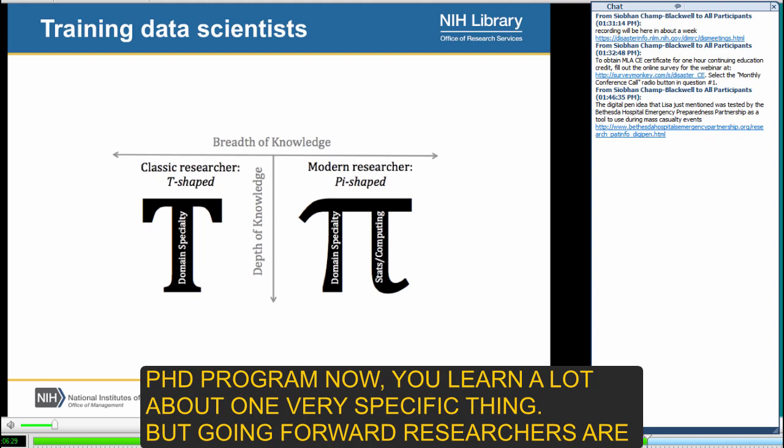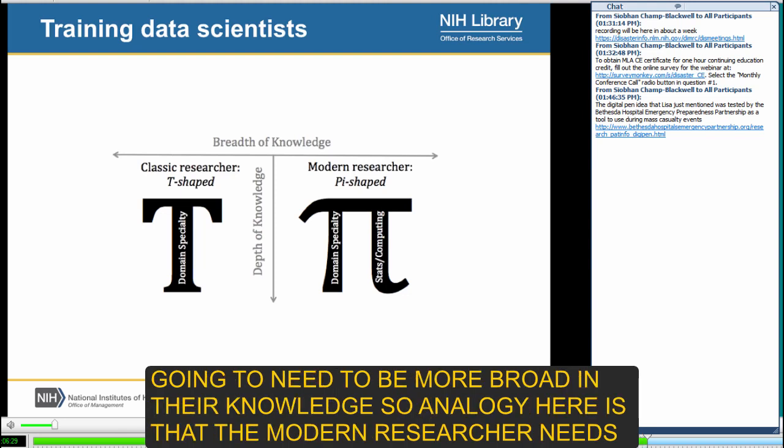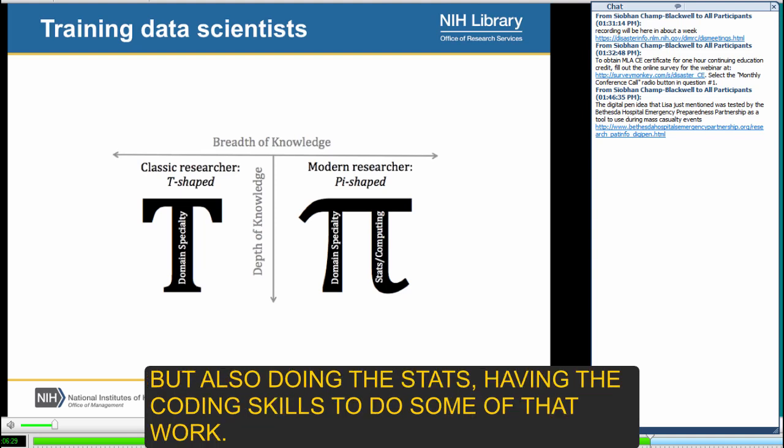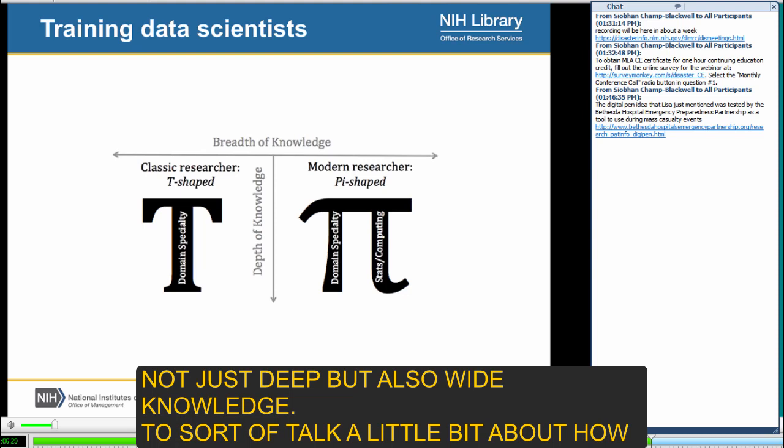But going forward, researchers are going to need to be more broad in their knowledge. And so the analogy here is that the modern researcher needs to be pie-shaped. So they need to have a depth of knowledge, not just in a subject matter, but also in doing the stats, having the coding skills to do some of that work. So not just deep, but also wide knowledge.